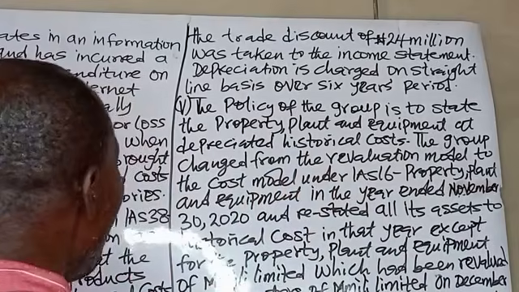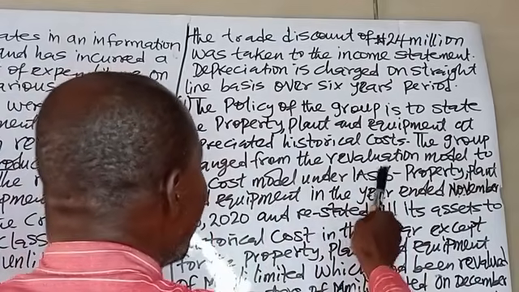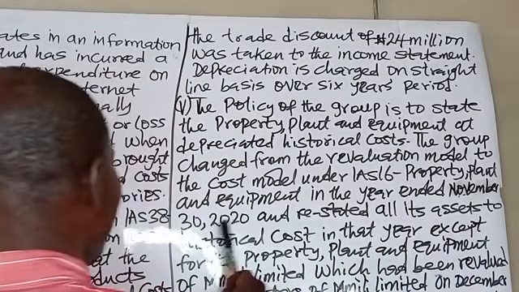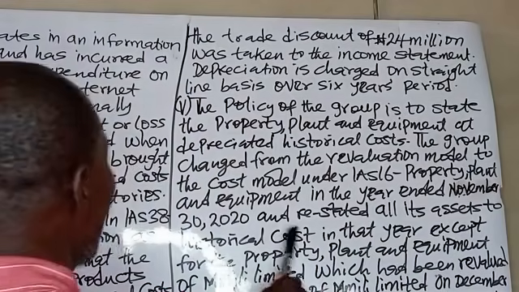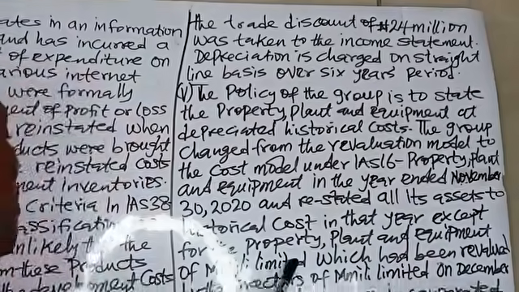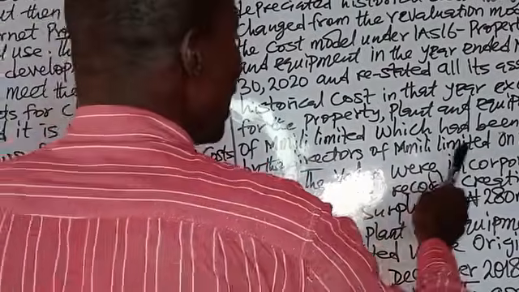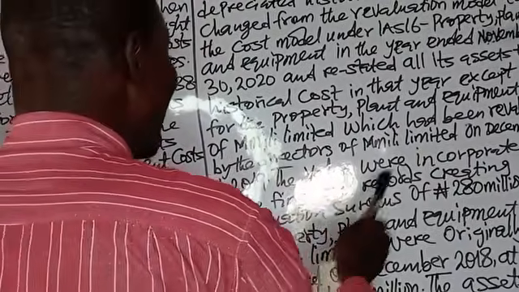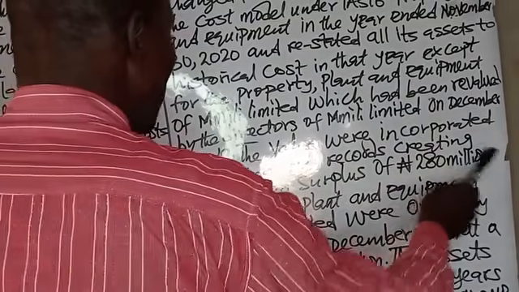The group changed from the revaluation model to the cost model under IAS 16, Property, Plant and Equipment, in the year ended November 30, 2020, and restated all its assets to historical cost in that year, except for the property, plant and equipment of Millie Limited, which had been revalued by the directors of Millie Limited on December 1st, 2019. The values were incorporated in the financial records, creating a revaluation surplus of 280 million naira.